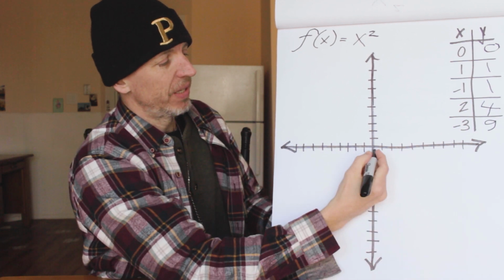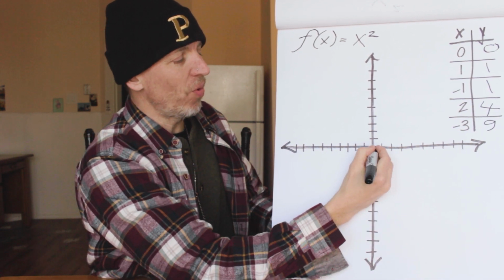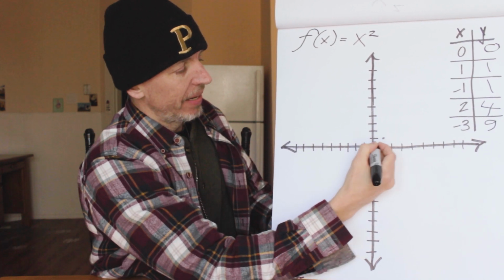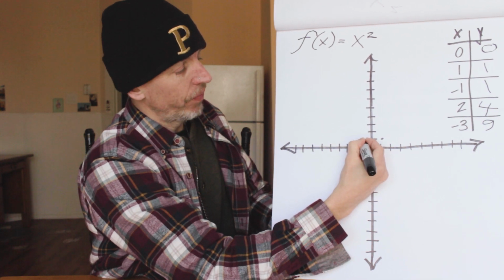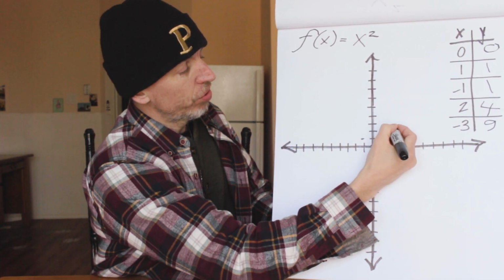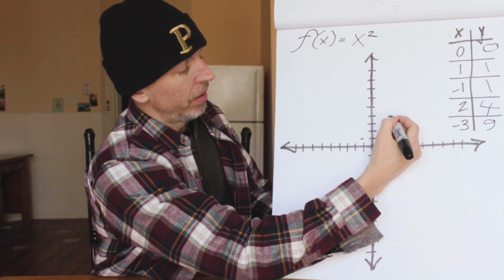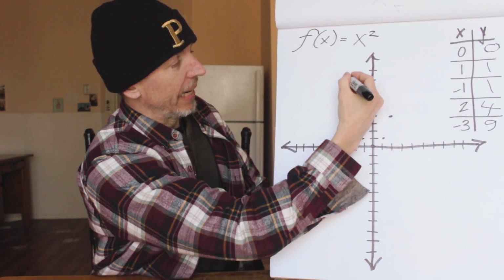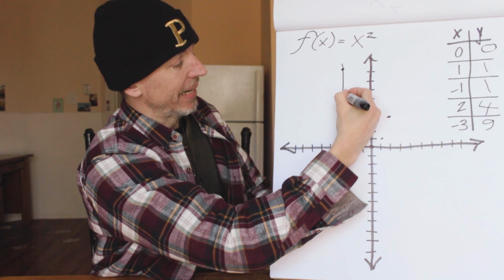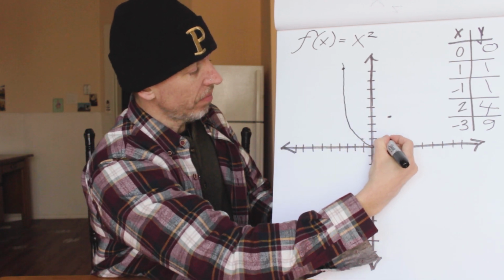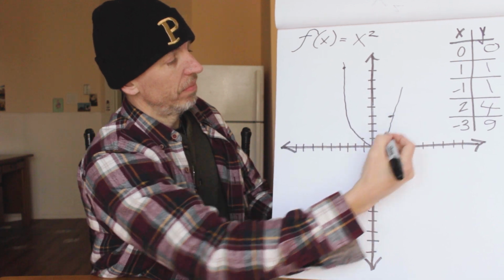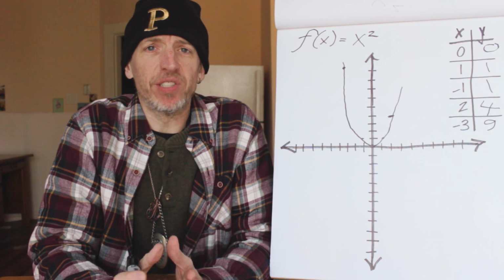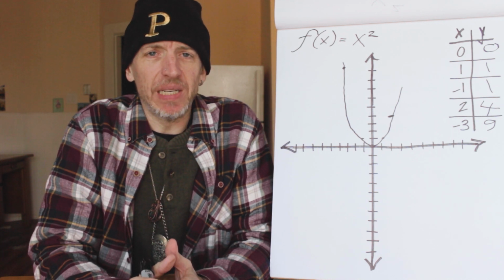And now we graph. 0 over on the x, 0 up on the y. I guess that's right in the center. 1 over, 1 up. Negative 1 over, 1 up. 1, 2 over, 1, 2, 3, 4 up. Negative 3 over, 1, 2, 3, 4, 5, 6, 7, 8, 9 up. And connect the dots very carefully. There you go. Parabola.